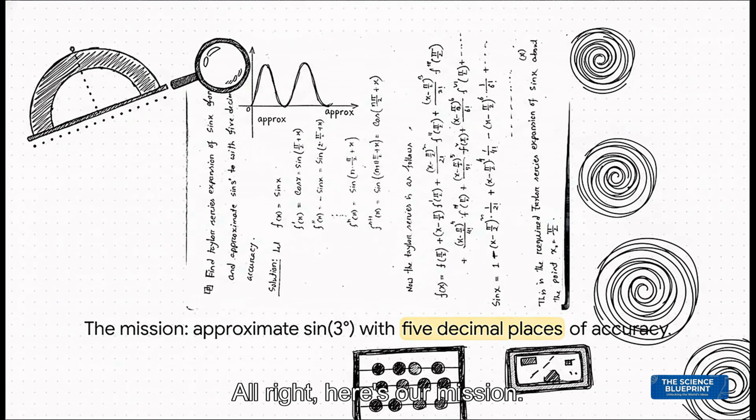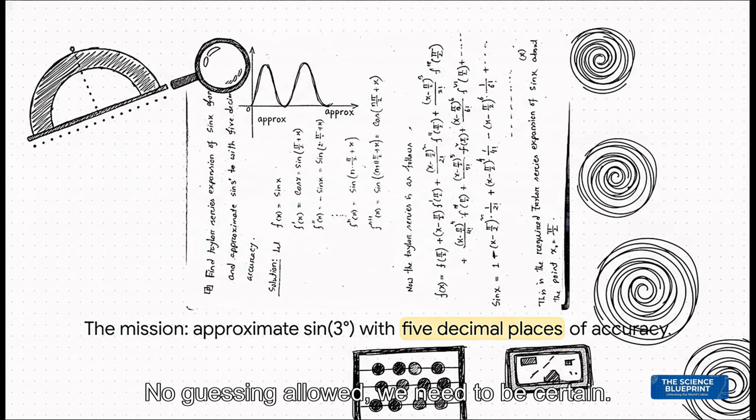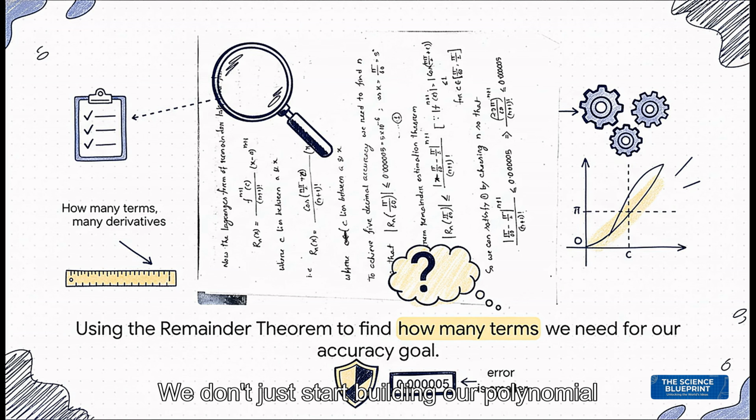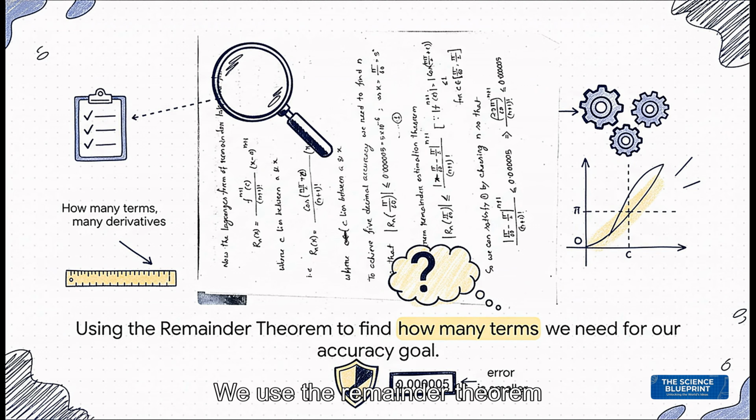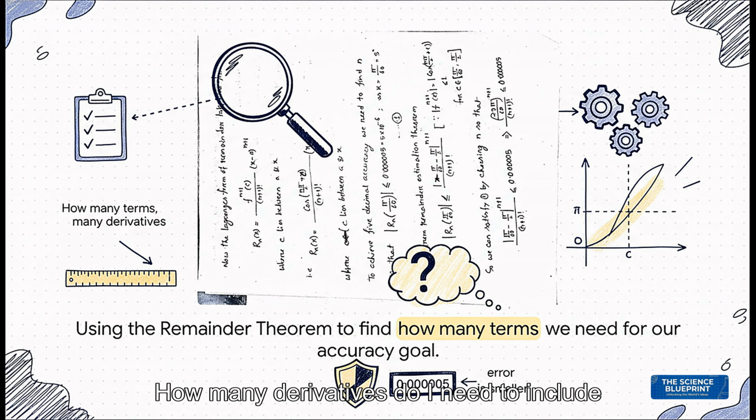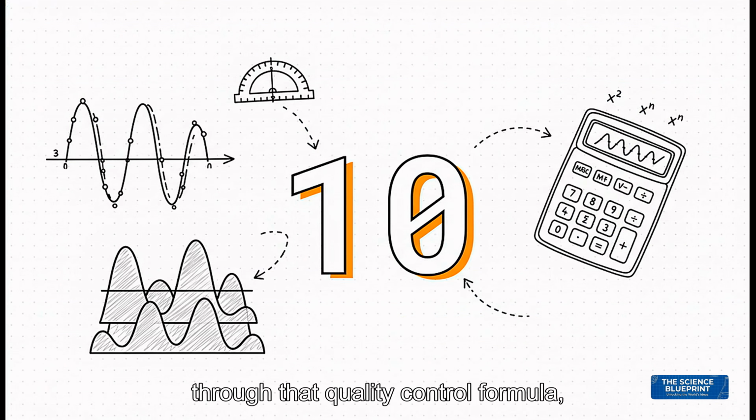All right, here's our mission. Calculate the sine of 3 degrees. But we have a very strict requirement. Our answer must be accurate to at least 5 decimal places. No guessing allowed, we need to be certain. So here's the crucial point. We don't just start building our polynomial and hope for the best. Nope. We start with that quality control check. We use the remainder theorem to ask a very specific question: how many terms, how many derivatives do I need to include to guarantee my error is smaller than 0.000005? And after running the numbers through that quality control formula, the math gives us a definitive answer.